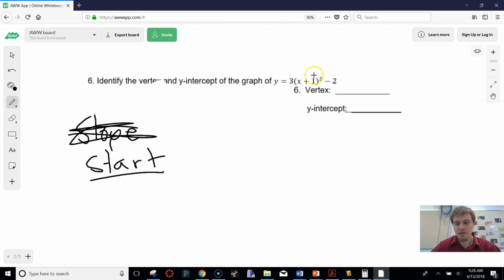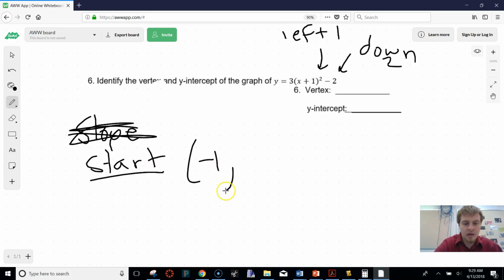So when I look at this, I'm going to figure out where this graph would start. Well, the 1 tells me it would be left 1, and the -2 tells me it would be down 2. So this is what I get from it. So my start point would be -1, 2. Well, that would be my vertex.